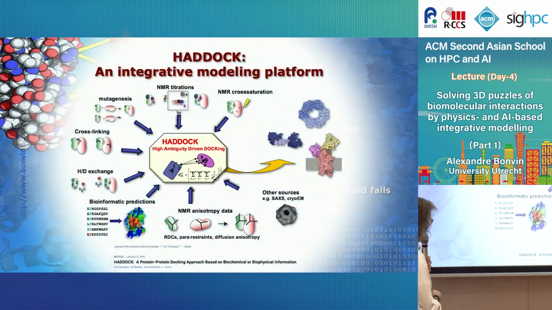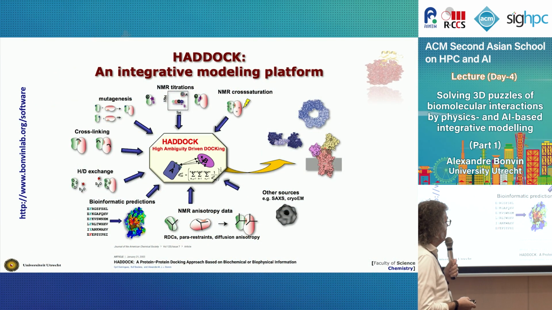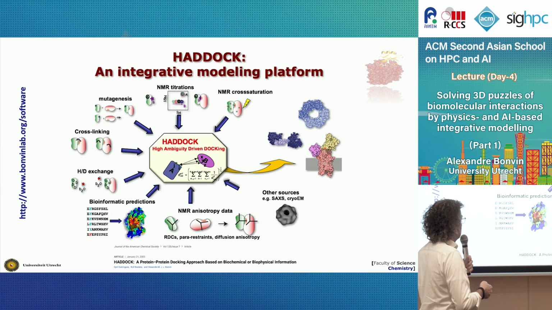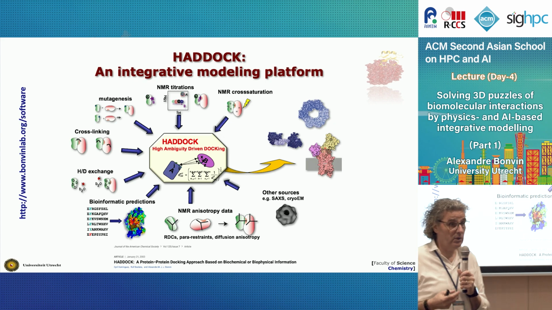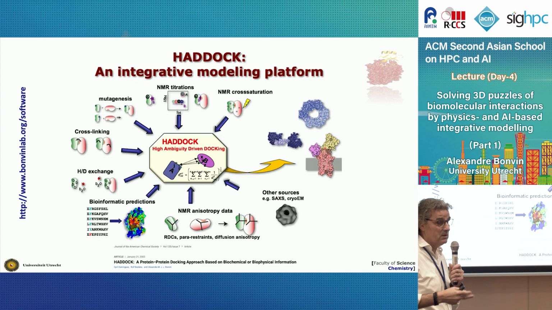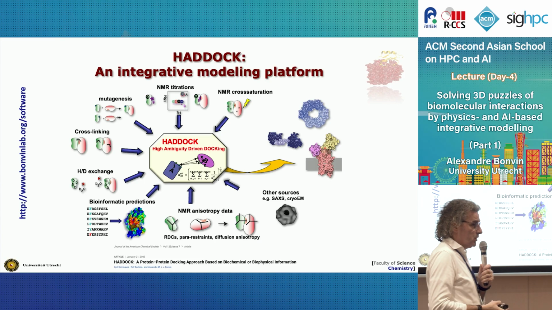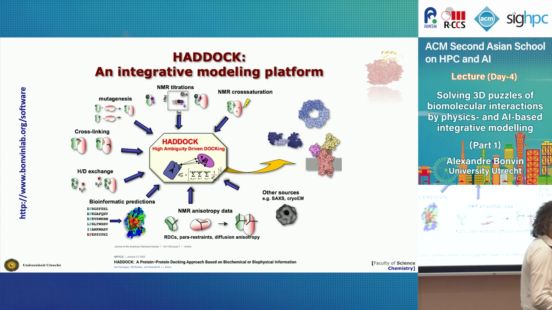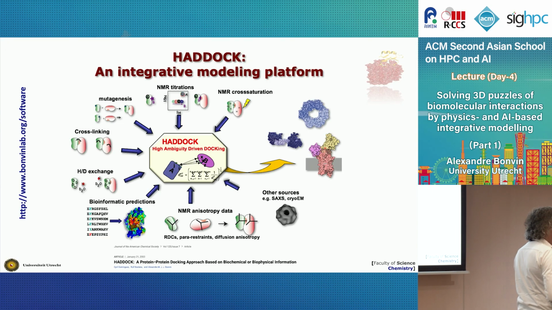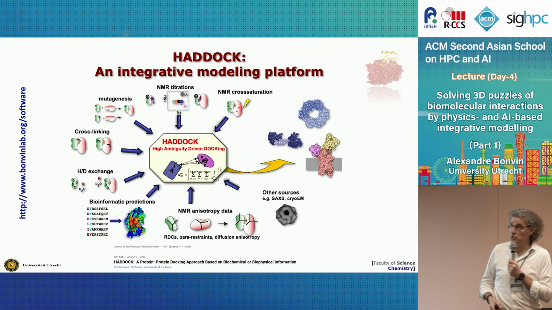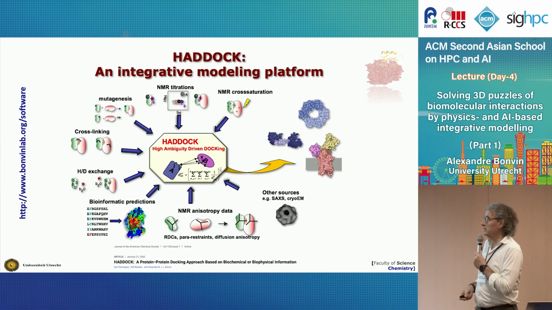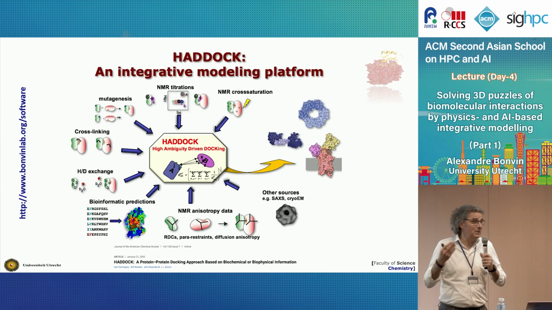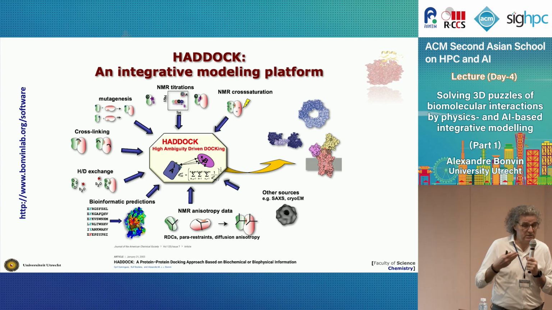So Haddock is an integrative modeling platform where what distinguishes it originally when it came out, it was published in 2003, so we have been developing Haddock for almost 25 years by now, is that we are using as much as possible experimental information to drive the modeling process. So we are not doing ab initio modeling, no, we want to use information when available to drive the modeling process, to bias basically the search. It started from NMR data, but there are many different types of data that you can use. And it also has modes where you can run in ab initio mode without data, but it's not what it was designed for originally.